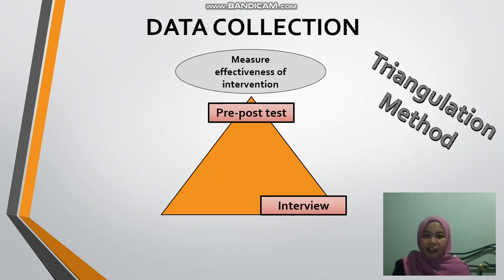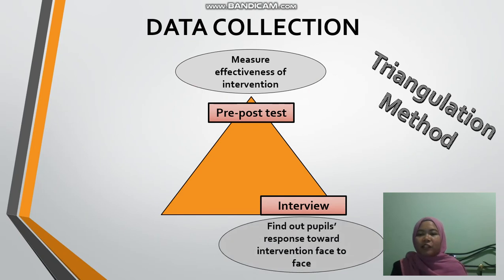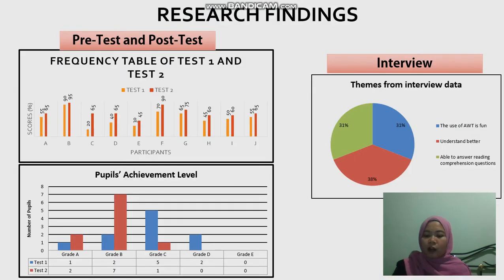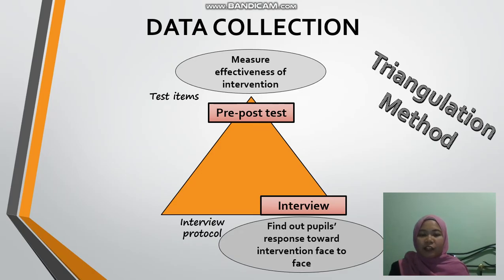Next is data collection. For data collection, I use triangulation method, which consists of 2 types of methods, which are pre and post test, and interview. For pre and post test, I use test items to measure effectiveness of intervention. And for interview, I use interview protocol to find out pupils' response towards the intervention face-to-face.